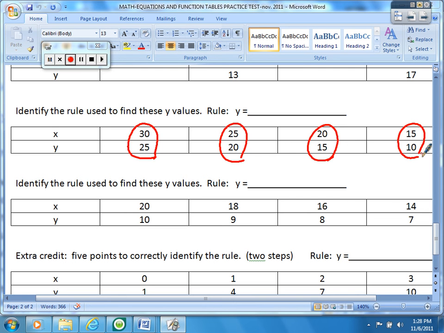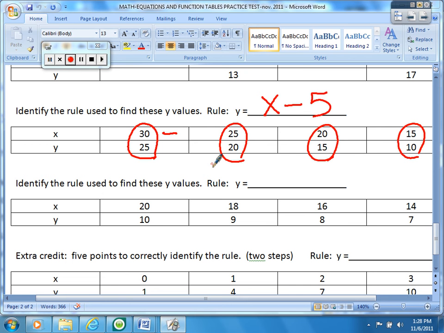So how would you write that? Well, to find y, what am I going to do to x? I'm going to do something to it. Remember, the value of y is a function of what happens to x. In other words, what do I do to x to get y? Well, if I take the value for x, 30, and I take 5 away from it, I always get y.